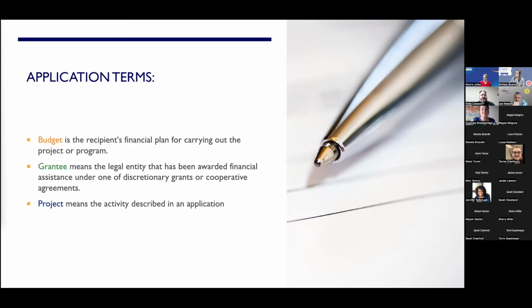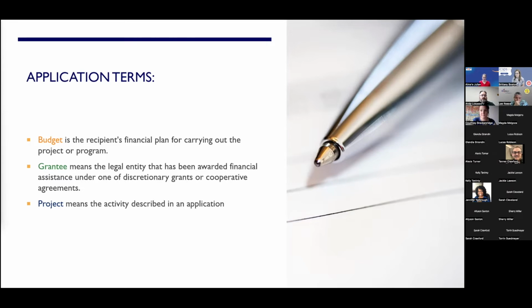Grantee is the next application term. This is a legal entity that has been awarded the financial assistance under the discretionary grant or cooperative agreement. So who is applying for the grant? In most of these cases, this is all of you. You are the grantees, and the grants are coming from the state, which is DCEO, or another of our state agency partners. And then project means the activity described in the application.